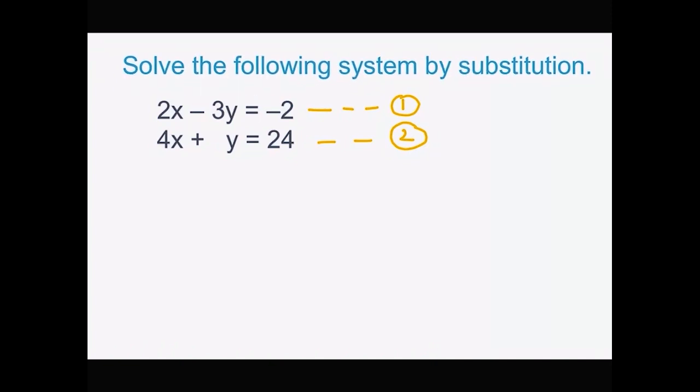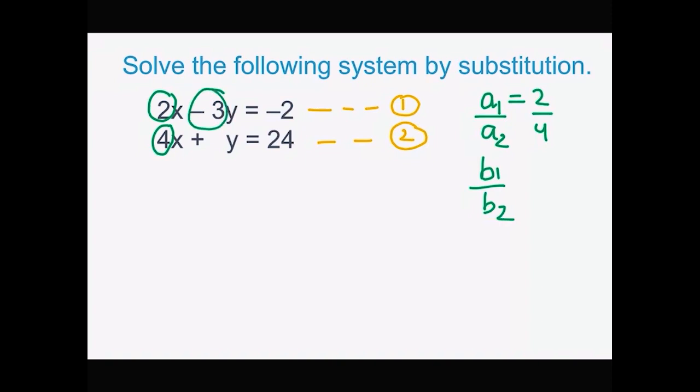So here your a1 is 2 and your a2 is 4. So a1 ratio a2 will be 2 divided by 4, and then we will find out our b1 by b2. So b1 by b2, b1 is minus 3, and your b2 is 1. Now you can see that a1 by a2 is not equal to b1 by b2.